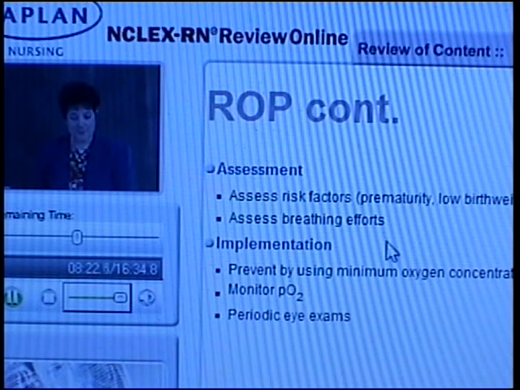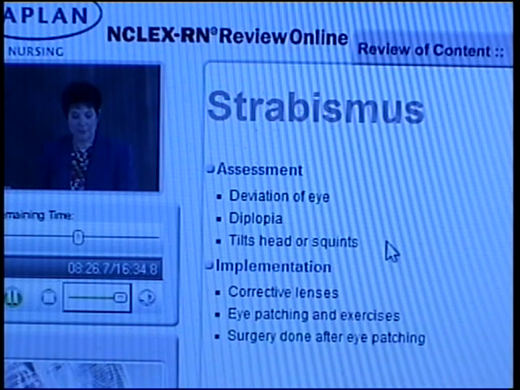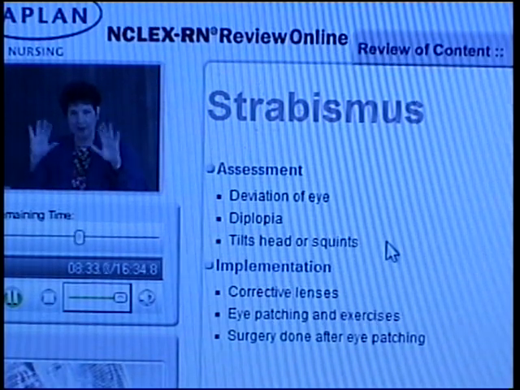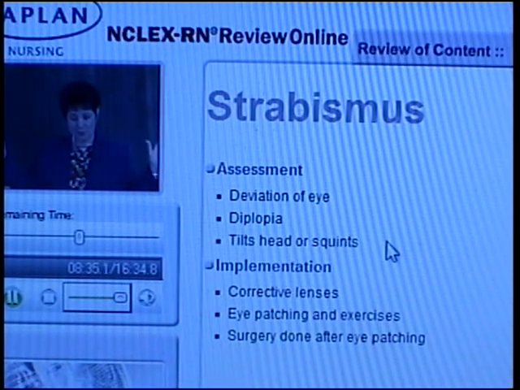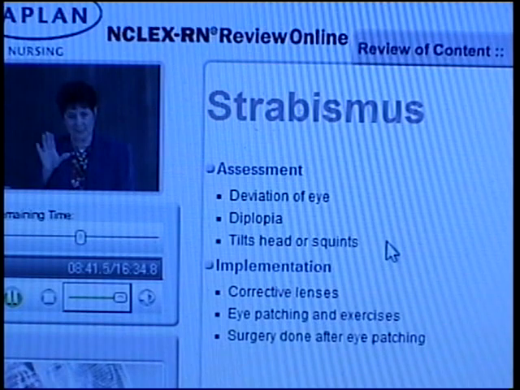Let's talk about strabismus. Remember, strabismus can be congenital or acquired. There's esotropia, which is inward, where the eyes are crossed. There's exotropia, which is outward, where they call it wall eyes, where the eyes go toward the outside. And many times with strabismus, the person will close one eye in order to see.